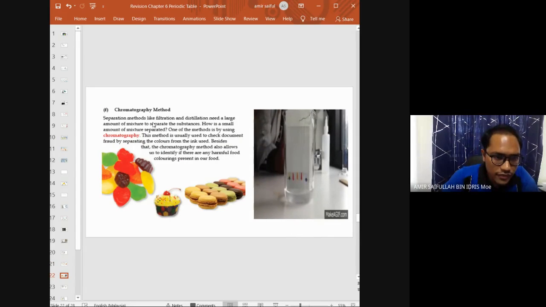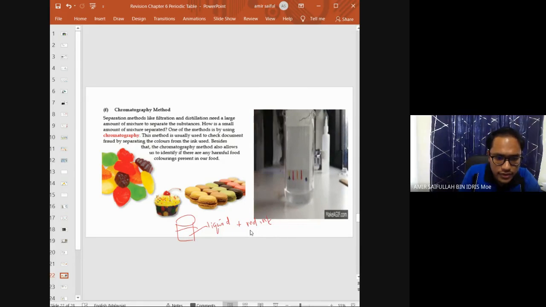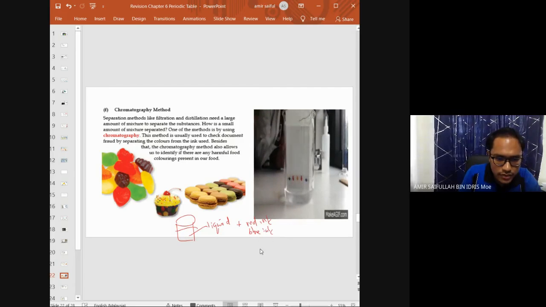Okay, next we have the chromatography method. Let's say you mix in one liquid red ink, blue ink, and maybe black ink. How do you want to separate all these colors? They are already in one liquid. So you can use chromatography.